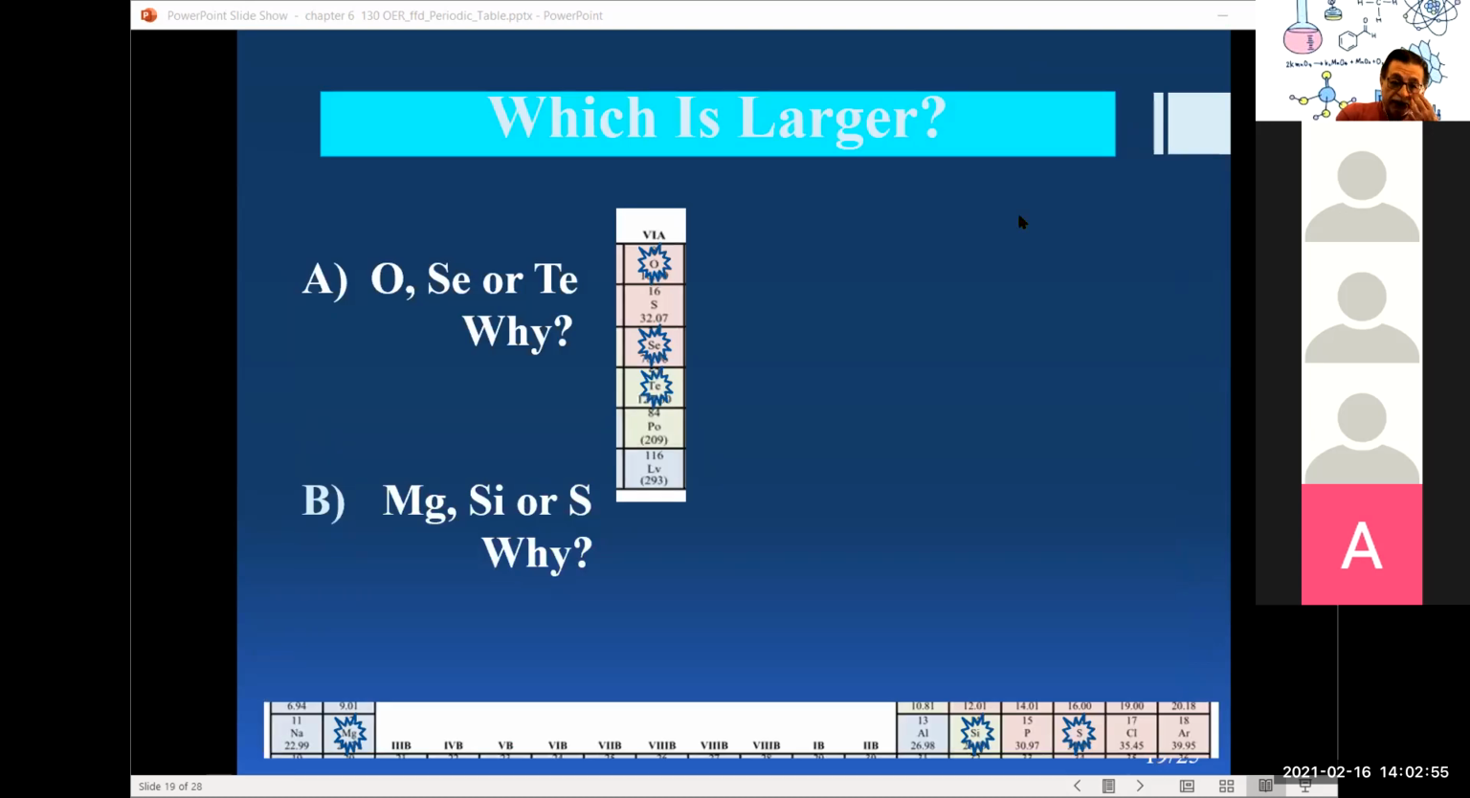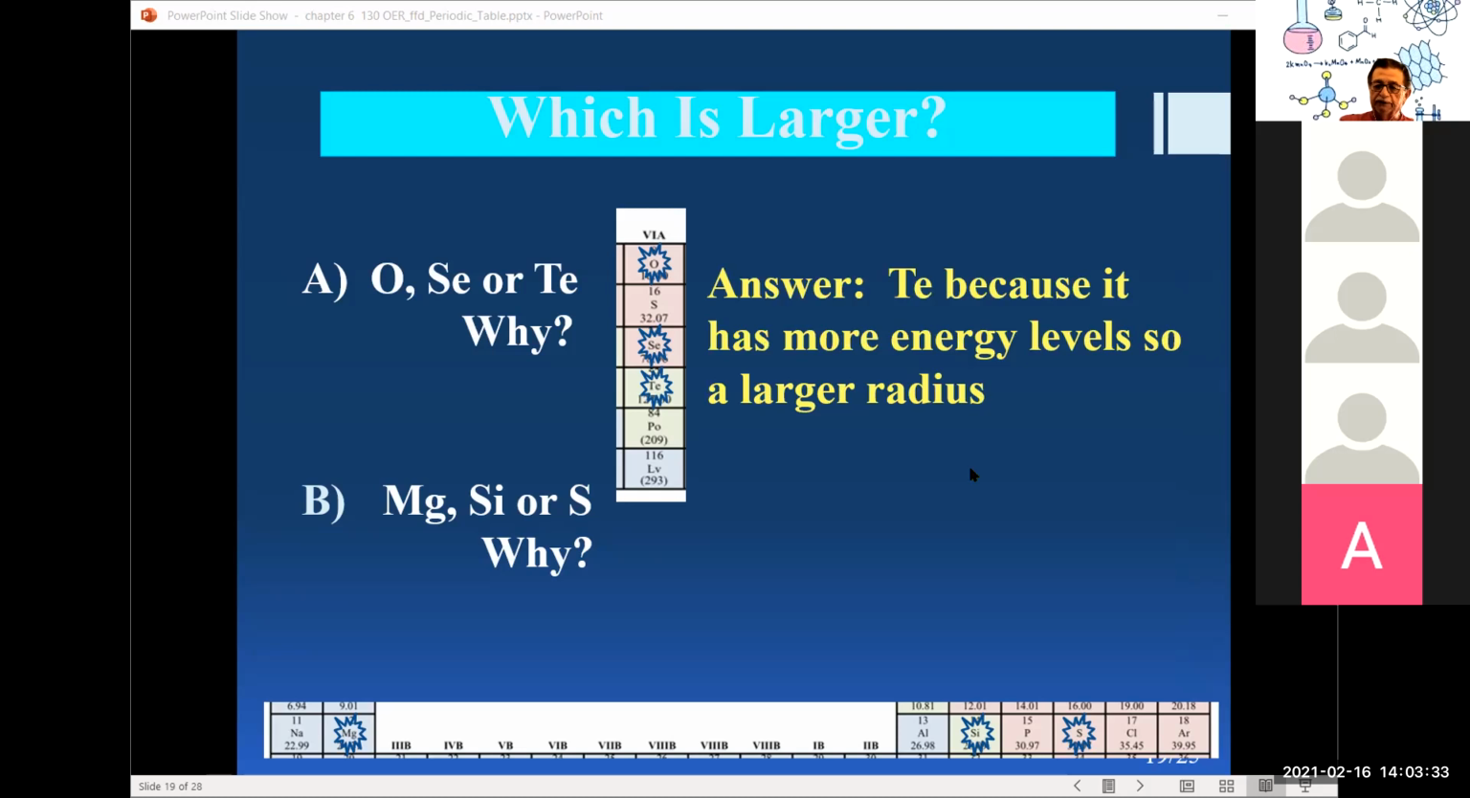So here are the questions you might be asked. Which is larger: oxygen, selenium, or beryllium? Well, what we've got to do is find them on the periodic table and look at where they are relative to each other. And we can see, guess what, all these 3 elements are in the same group. Not period, same group. So they share the same number of valence electrons. They differ in that the valence electrons of Te are in a different energy level. So obviously going down, the radius gets larger. So Te would be larger.